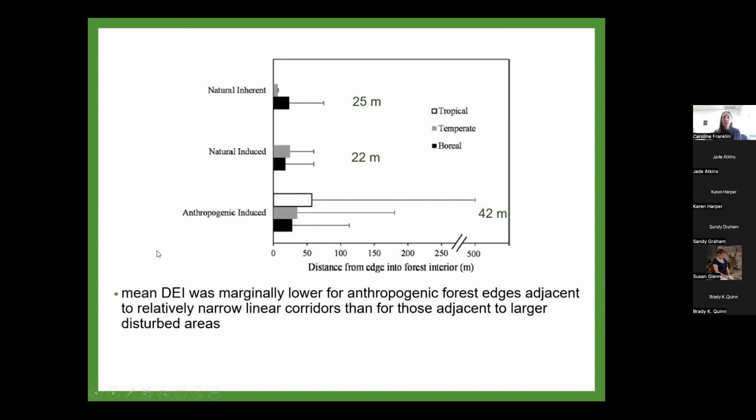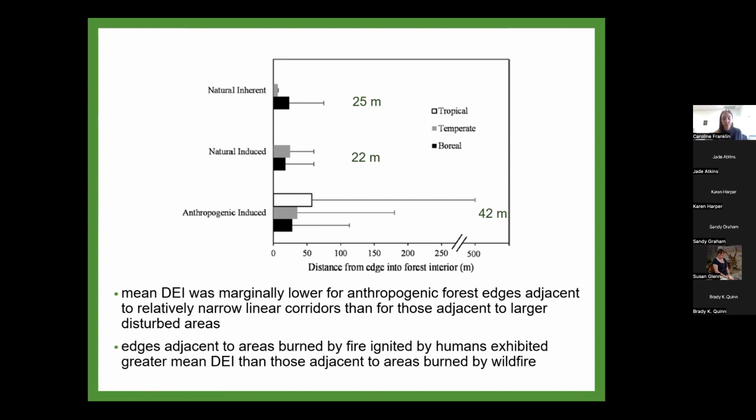We looked at some other things. So we wanted to compare narrow linear features with larger disturbed areas, thinking that maybe DEI would be lower at narrow linear features. It was marginally lower for anthropogenic forest edges adjacent to those relatively narrow linear corridors. So those would be seismic lines or roads or trails, compared to those adjacent to larger disturbed areas such as clear cuts or larger wildfires.